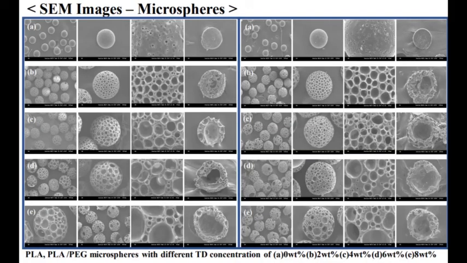As a result, PLA microspheres prepared with 6% TD with stable diameter and hollow inner pore size, and PLA PEG spheres containing 4% to 5% TD were determined as the most stable material for cell sealing and fibroblast growth.